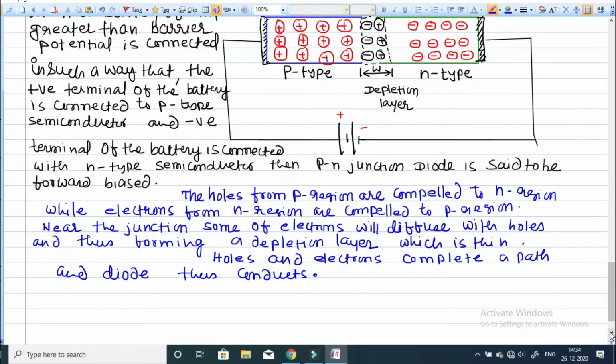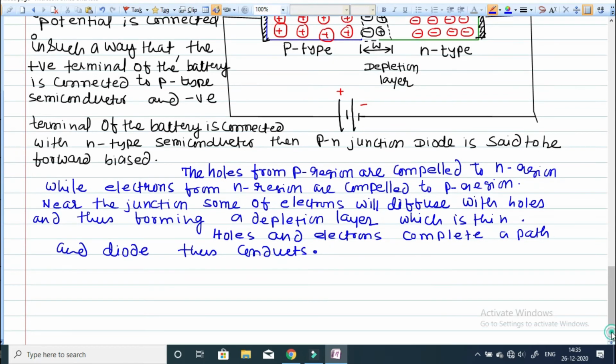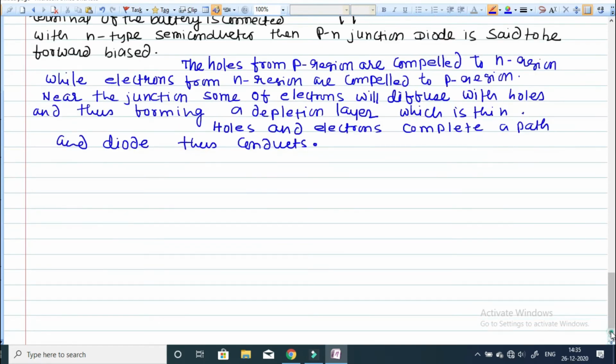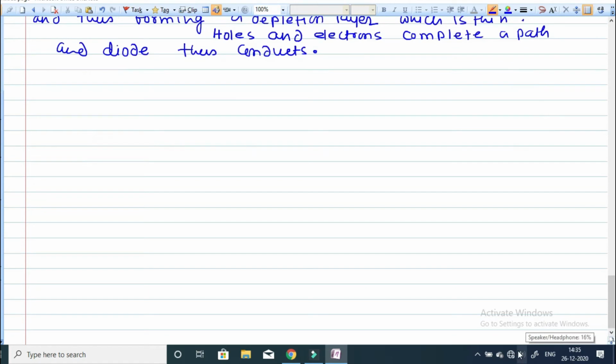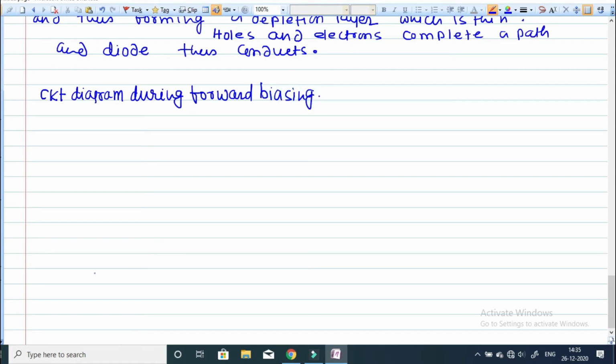Now we will see the relationship between the current and voltage. We will draw the characteristics of current and voltage. We will study the relationship of applied voltage and its characteristics. Now we are going to draw the circuit diagram first. So let's draw the circuit diagram during forward biasing of a diode. So first we will take the diode here.